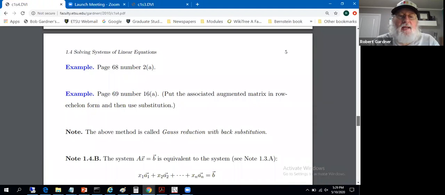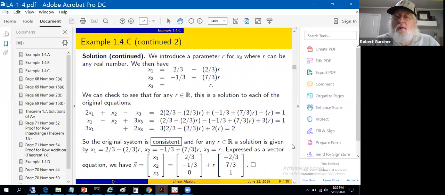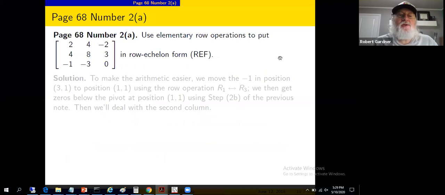All right, let's do a couple of others. Next, use elementary row operations to put this matrix in row echelon form, REF. Okay, we have a strategy. And what do you think? You want to use the 2 to do arithmetic? You want to use the 4 to do arithmetic? Or you want to use a negative 1 to do arithmetic?